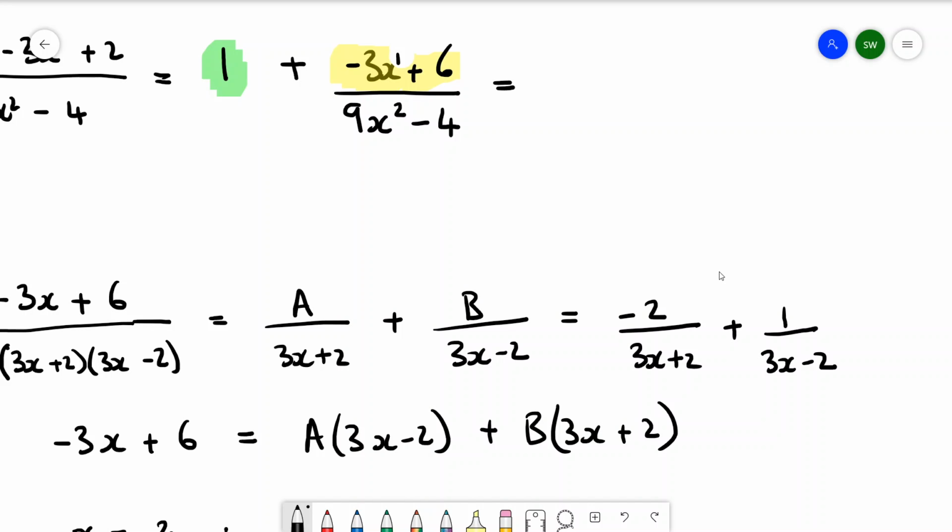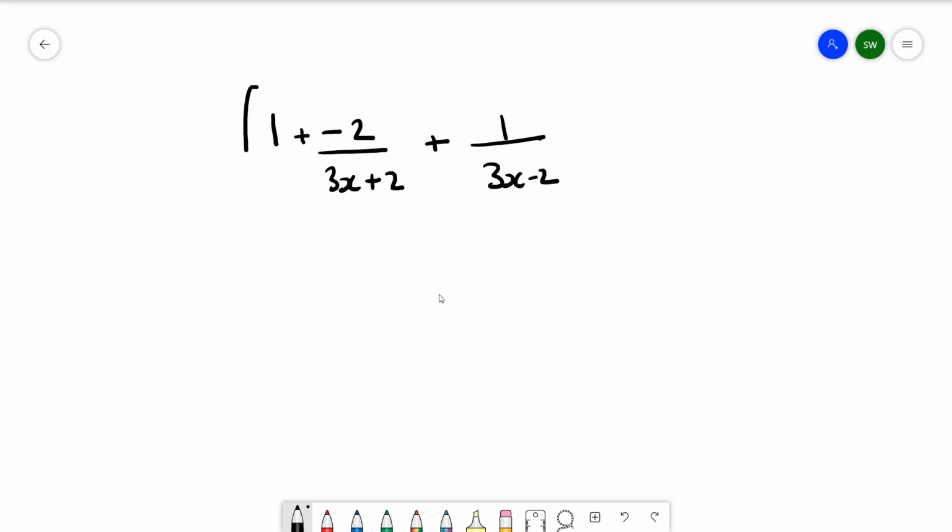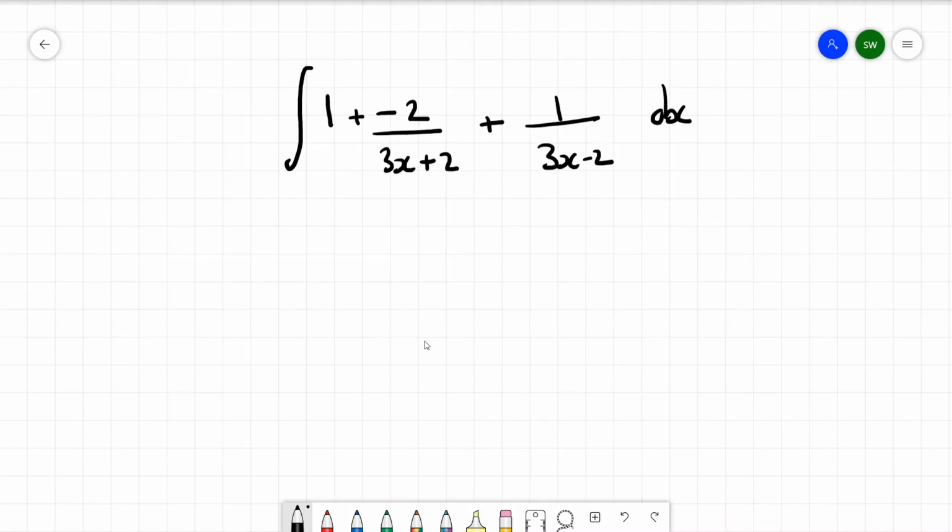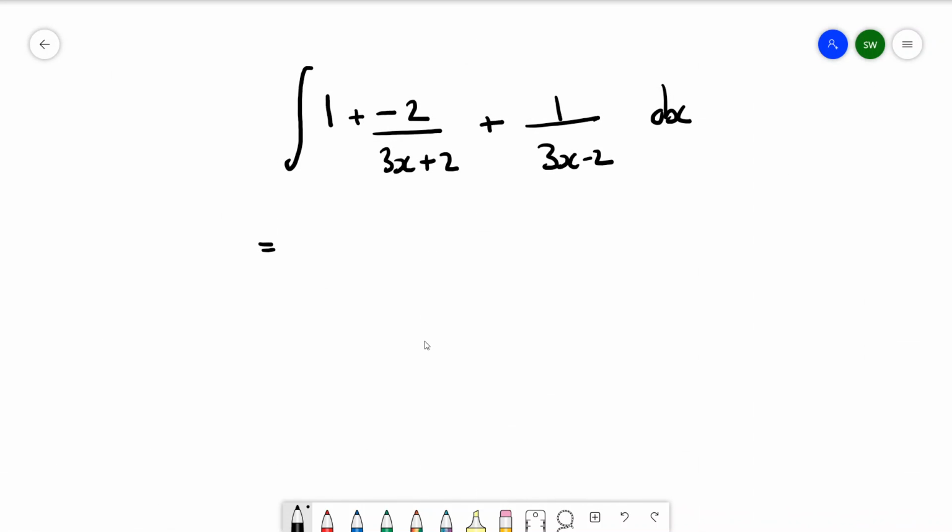So what we're trying to integrate is 1, I'm going to write this as plus, minus 2 over (3x plus 2) and plus 1 over (3x minus 2). You can either put the minus on top of the fraction or you could have put the minus out the front, it doesn't matter. So we're trying to integrate this now. So we've just got to integrate these three terms separately. So the integral of 1 is just x.